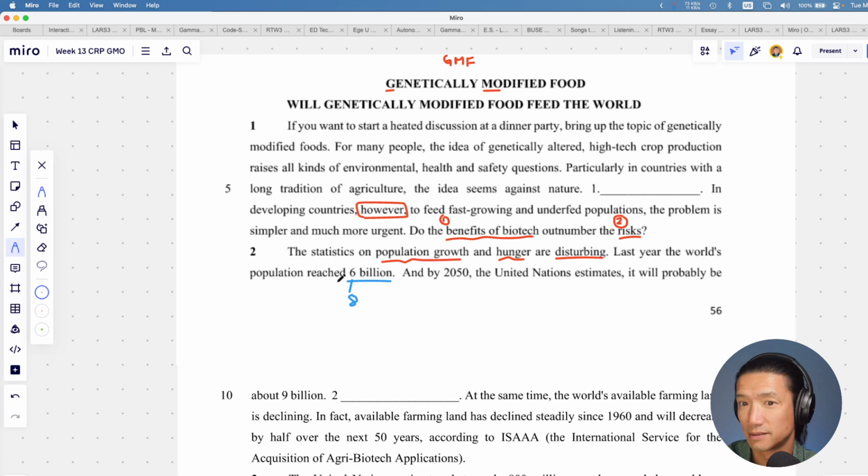Because this is... Oh, I can see when it was 6 billion. So let's see when this was written. This thing was written probably in 2000, so almost 20 years ago. It said 2050 will be estimated to be 9 billion. I think it's going to be more.